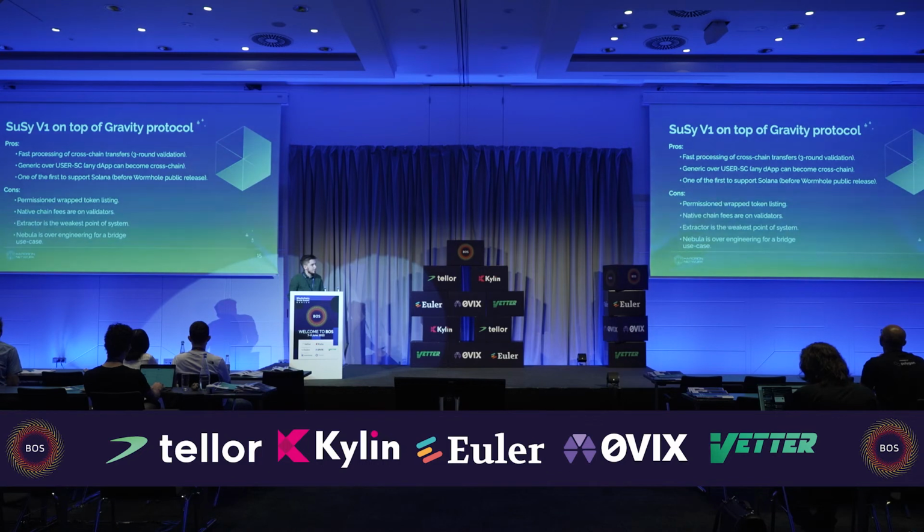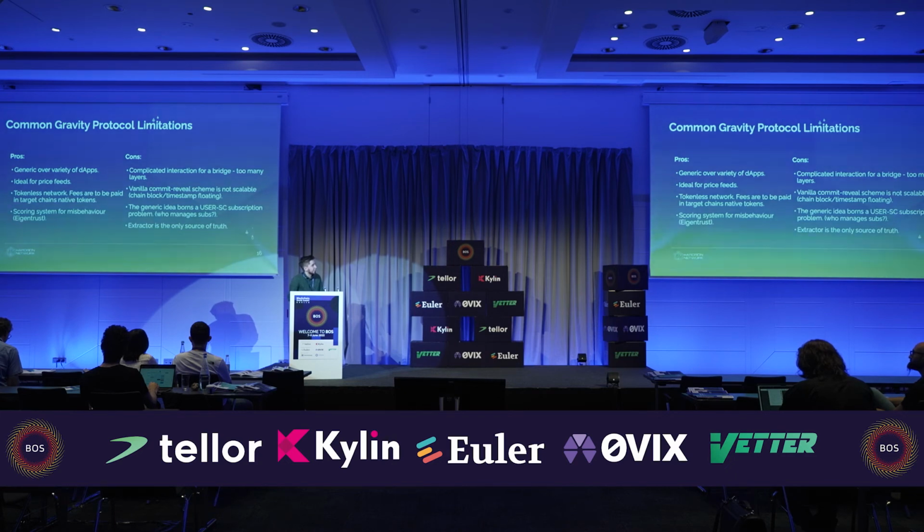Nebula can be considered as our engineering for the bridge use case. Basically, you don't need a keeper there, you just need to validate every transaction from the validators as well. Something called a relayer should automatically settle the funds to the user account. The extractor is the weakest point of the system. More importantly, we also realized that we don't need a token for this network, and we thought we should rely on fees based on native tokens on native chains. The only pro, I think, is that we had fast settlement of transfers because we had 3-round validation, called a commit-reveal scheme. And I won't dive too much into the limitations.